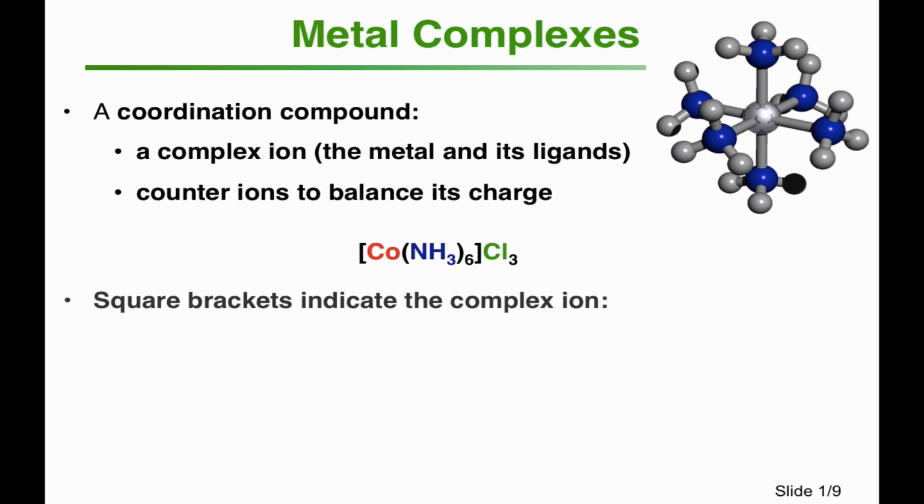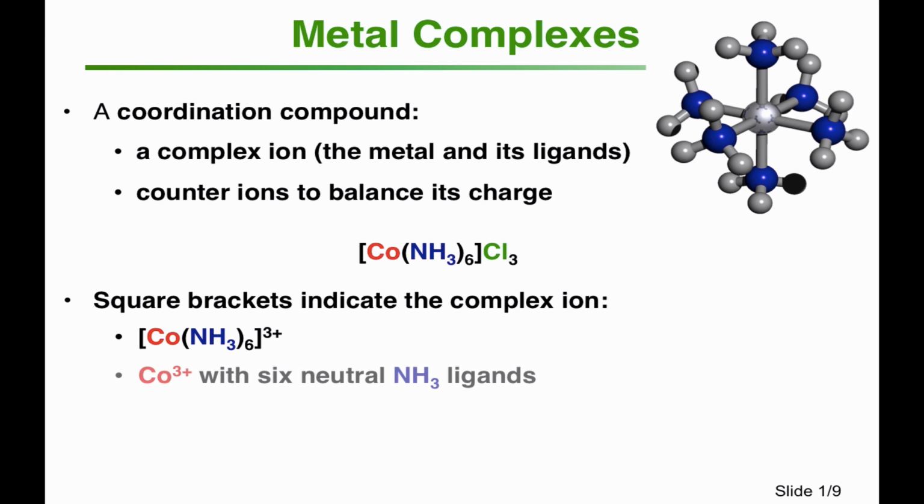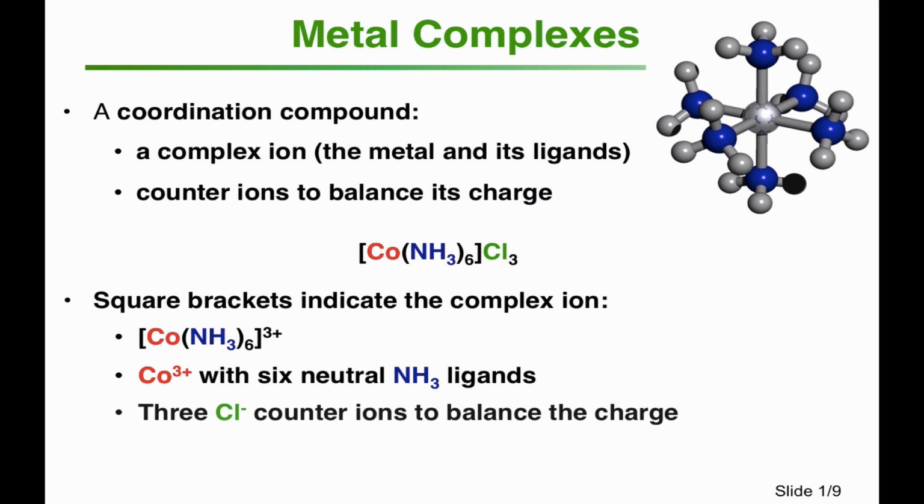The square brackets tell us that the complex ion is the cobalt with 6 ammonia ligands. So we have cobalt 3+ with 6 neutral ammonia ligands, giving us a complex ion with a 3+ charge. We have a 3+ charge on the complex ion, and so we need 3 chloride counterions to balance the charge.